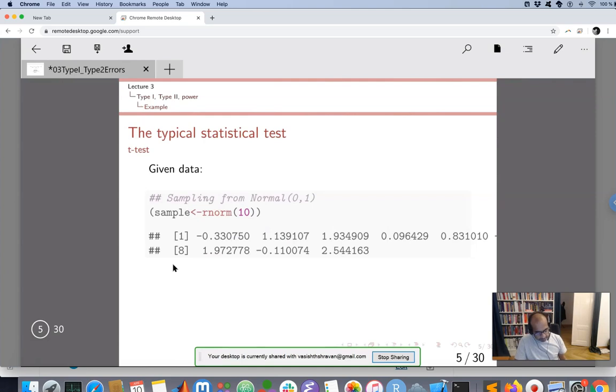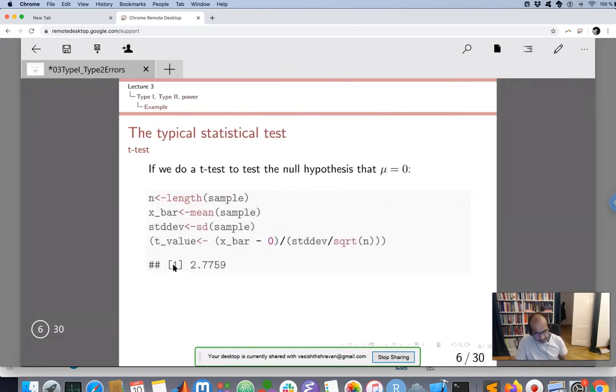Let's think about the practical consequences of this. Suppose I have some data. I'm just generating some random data from a standard normal distribution, 10 data points. That's my data. Now I do a t-test of my null hypothesis that mu is equal to 0, and remember this is the situation where mu is actually equal to 0. I've got a sample size of 10 in this case. I compute the sample mean, the sample standard deviation, and my t-value. I did not plan this out, but what I happen to get is a t-value of 2.7. I clearly am going to reject my null hypothesis here.